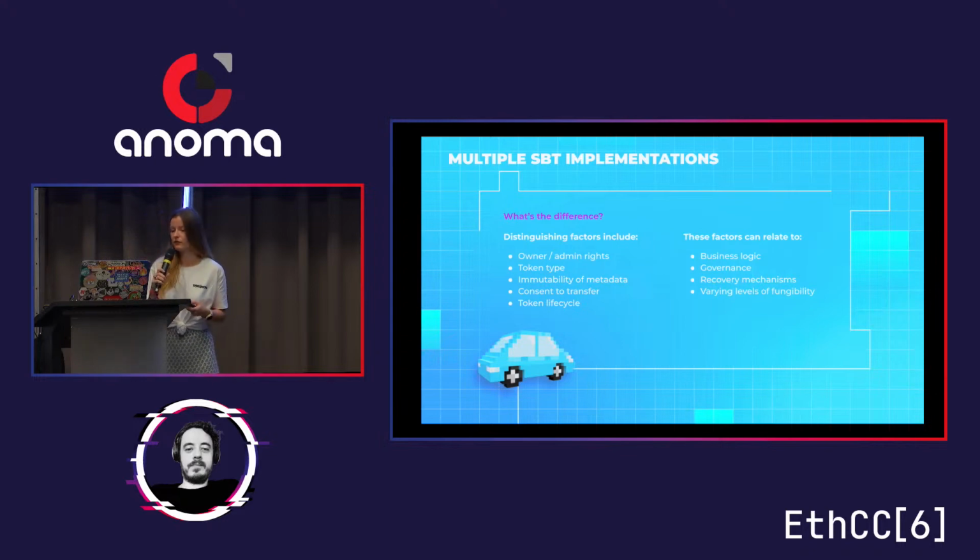And do you want to have any kind of structure around consent to transfer, or do you want to spam your users with a token that they may or may not be able to burn? And then again, this concept of token lifecycle, where maybe you want to add or remove properties from a token throughout its lifecycle. So really catering to business logic, governance mechanisms, recovery, and varying levels of fungibility.